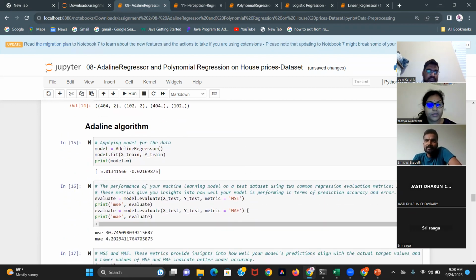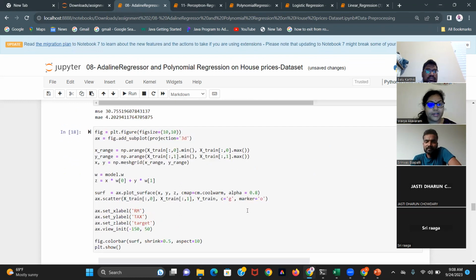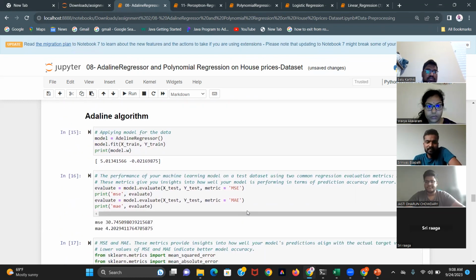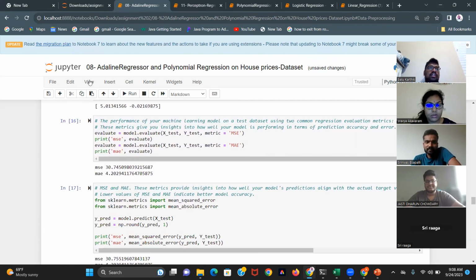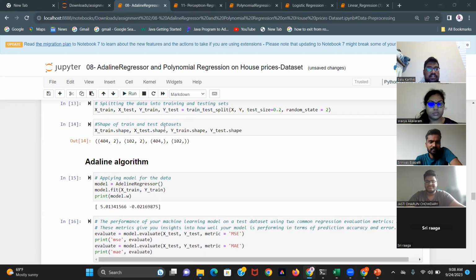When it comes to the Adaline algorithm, this is the code. Right now I will explain the Adaline algorithm.